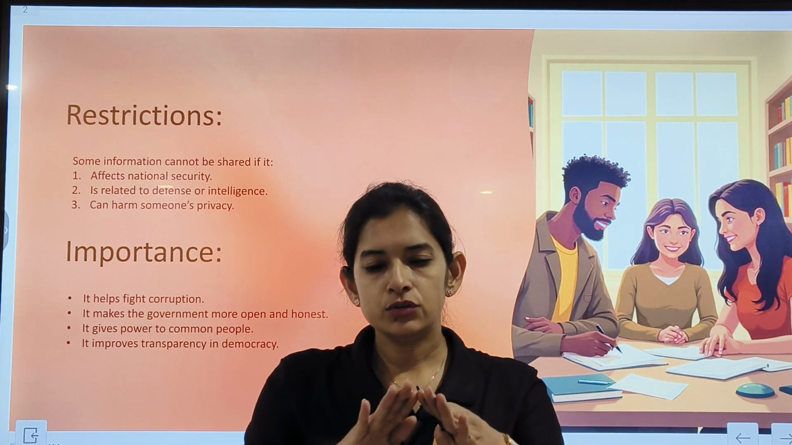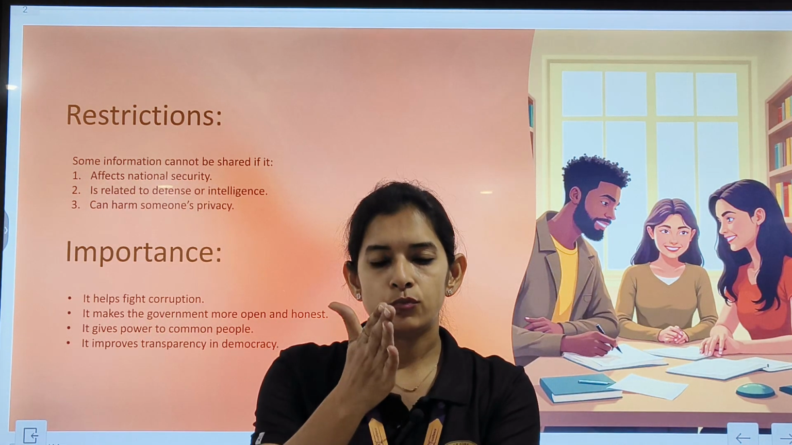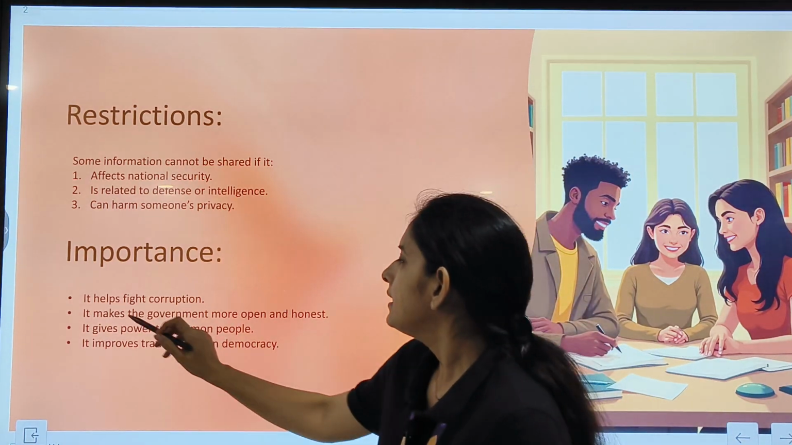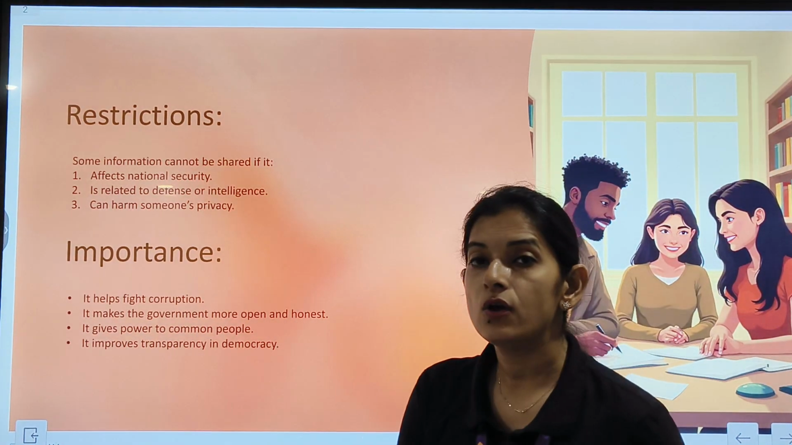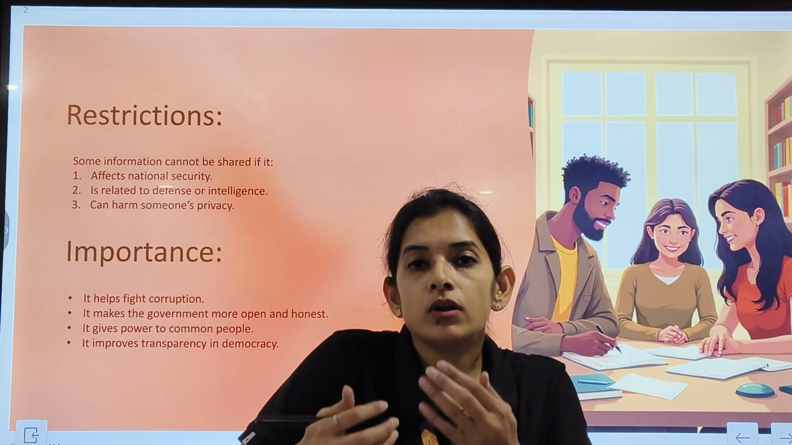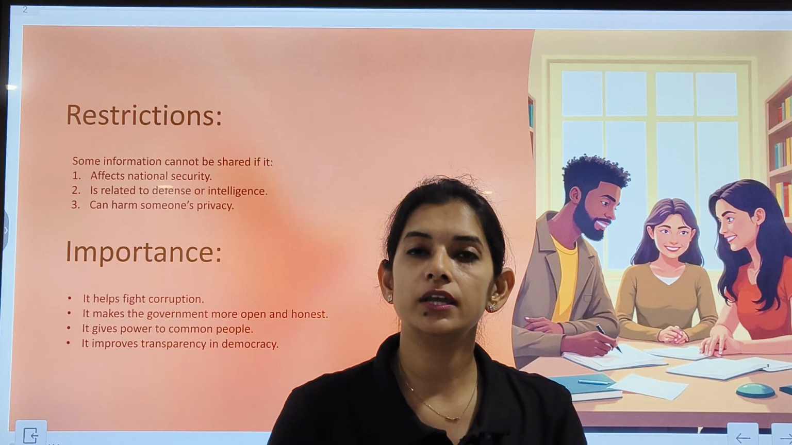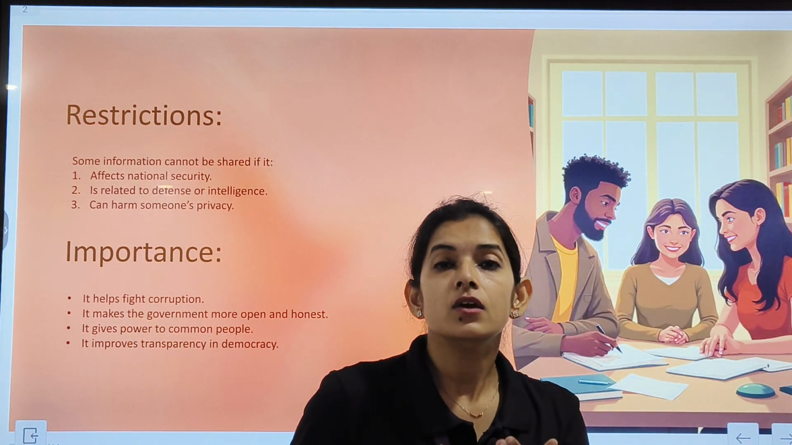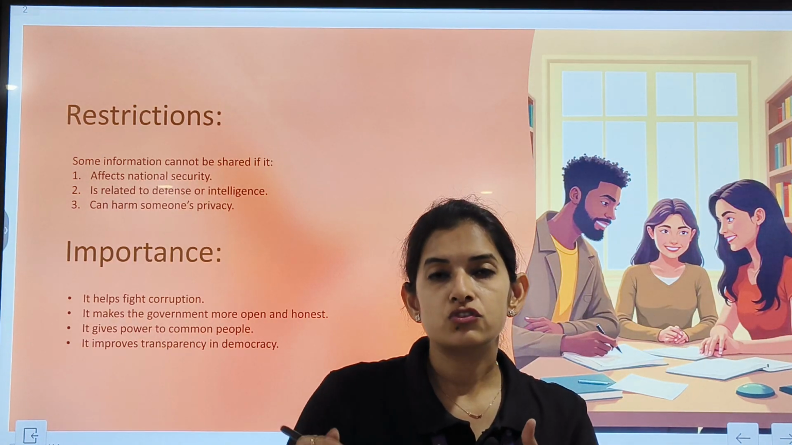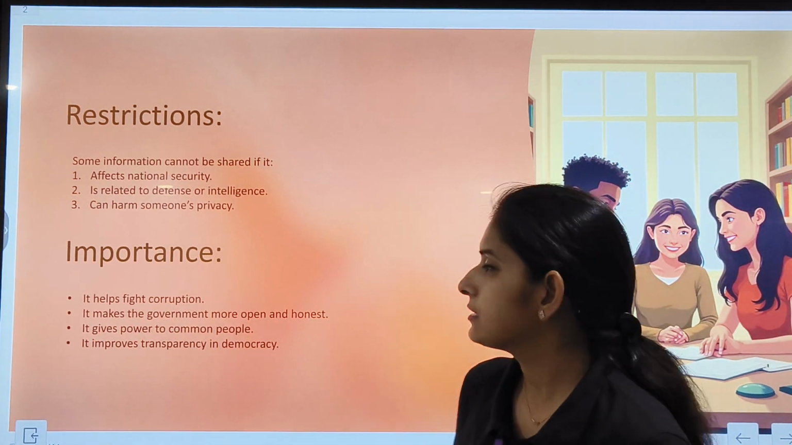Clear? So to remove this particular evil, RTI was established. To remove corruption from the society, RTI was implemented. Next, it makes the government more open and honest. Because of the RTI, the government became more accountable to the people, because anyone from the public can actually inquire and question the working of the government. Clear? So the government institutions became more honest and more accountable to the citizens.